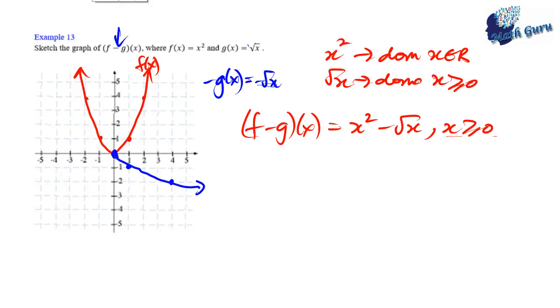And that makes sense, because here on this left hand side we've got that graph, but we can't add it to anything because it doesn't exist. And we couldn't put in values less than 0 into this function because we can't square root a negative.